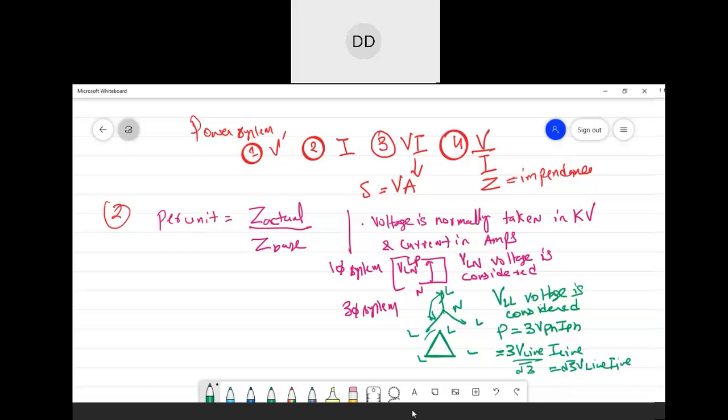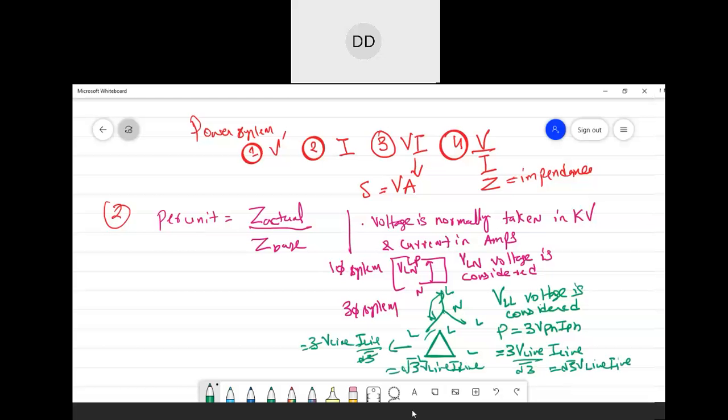Suppose you have taken delta. Now in delta, what would be the scenario? In delta, your V phase would be equal to V line, but your I phase would be I line by root 3. So again the same thing, root 3 V line, I line. So this is a very important concept as far as the per unit is concerned. Now let's move back to the per unit value.